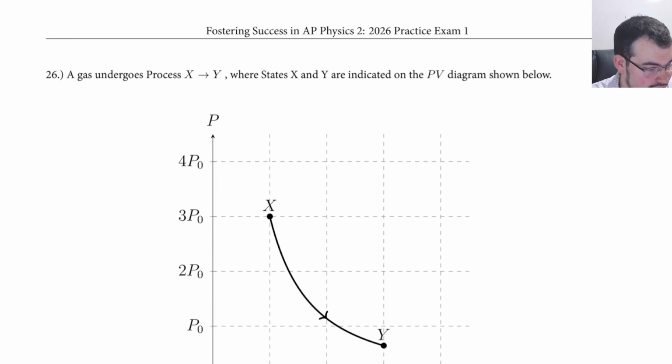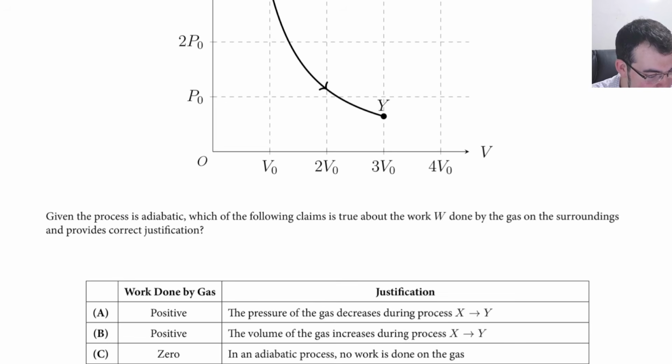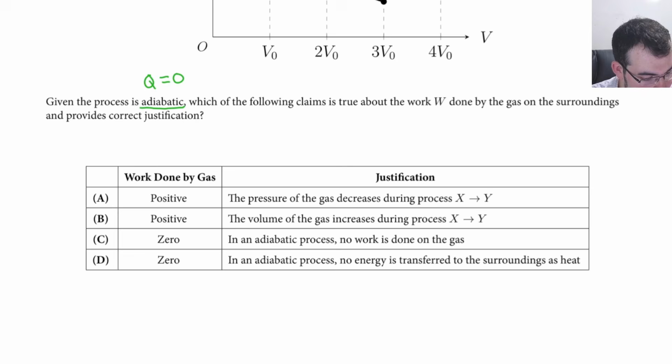All right, gas undergoes this PV diagram process from X to Y. It is adiabatic, so anytime you're given a gas word, we should underline it. What is adiabatic? Adiabatic is no Q, no heat transferred. What is true about the work done by the gas on the surroundings?